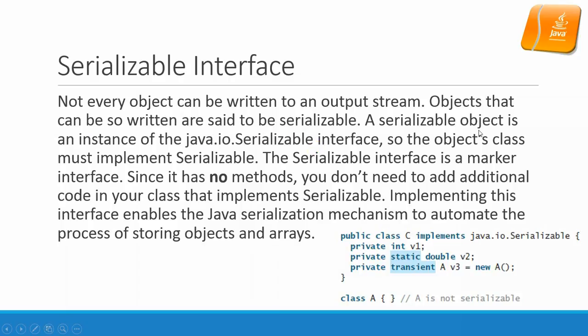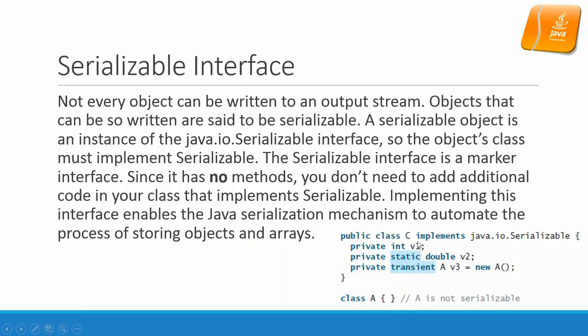A serializable object is an instance of the java.io.Serializable interface, so the object's class must implement Serializable. The Serializable interface is a marker interface. Since it has no methods, you don't need to add any additional code in your class that implements Serializable. Implementing this interface enables the Java serialization mechanism to automate the process of storing objects and arrays.